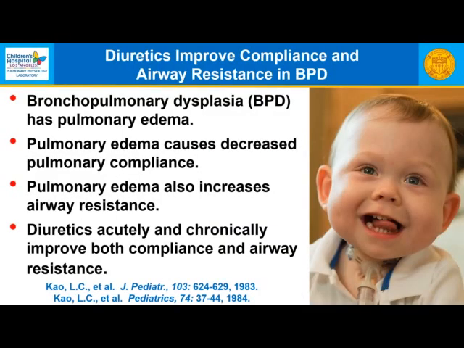So bronchopulmonary dysplasia has pulmonary edema. Pulmonary edema causes decreased pulmonary compliance, but it also increases airway resistance. And diuretics, both acutely and chronically, improve both compliance and airway resistance in these babies.